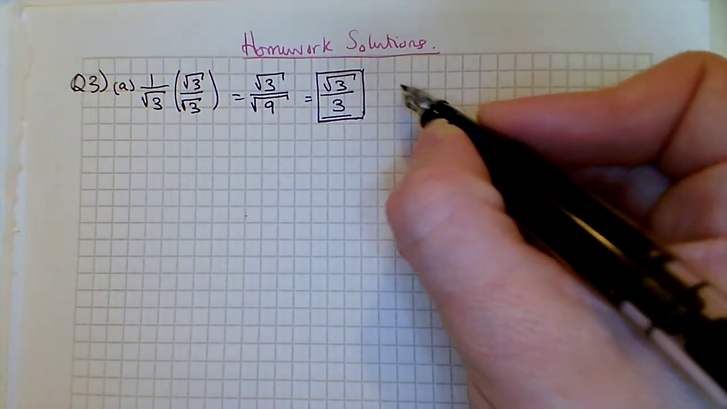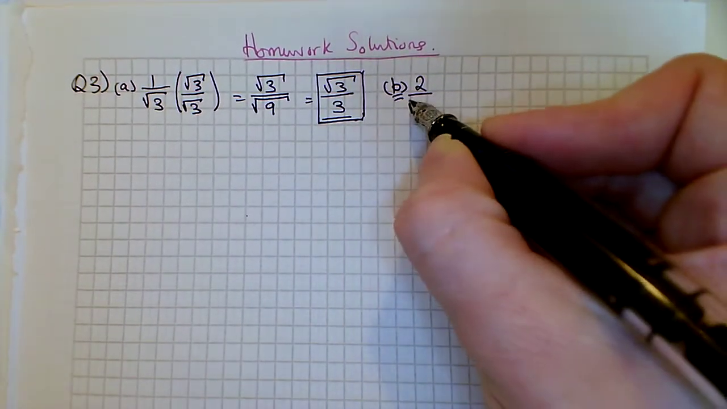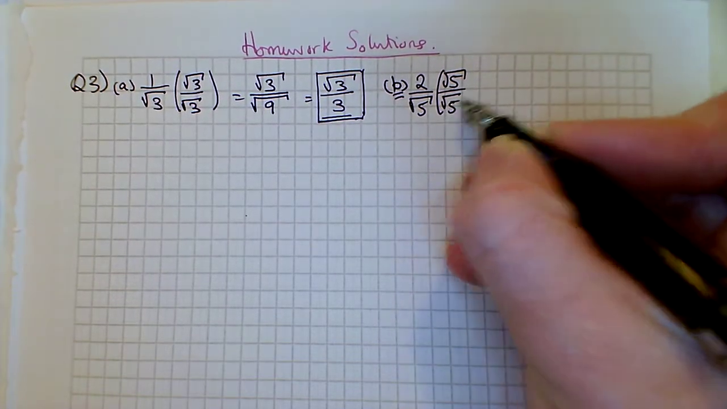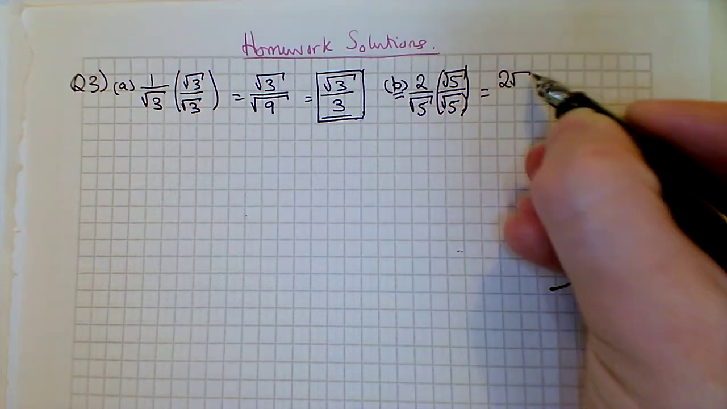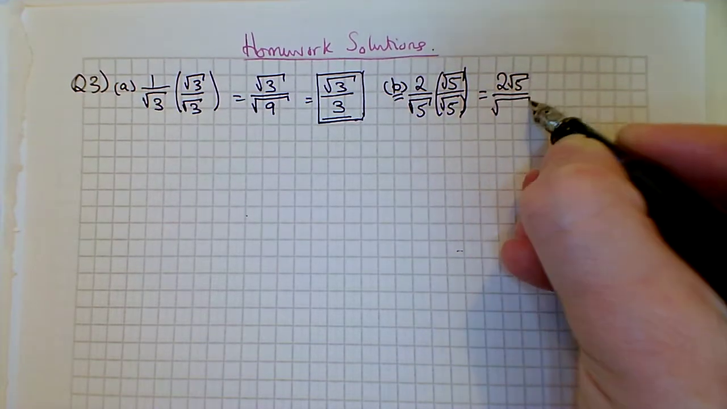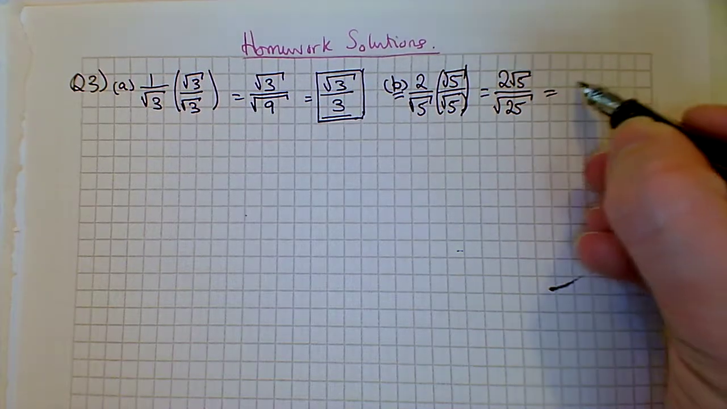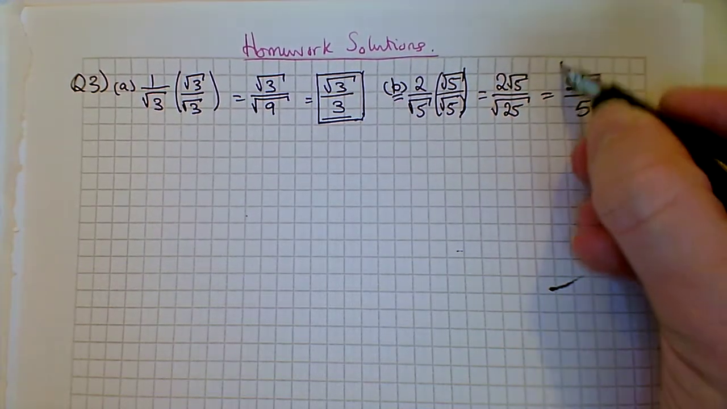Part B, we had 2 over the square root of 5. So what I multiply by, top and bottom, is the square root of 5. 2 times the square root of 5 on top, the square root of 5 by 5, 25 on the bottom, and we must simplify that to 2 root 5 over 5.